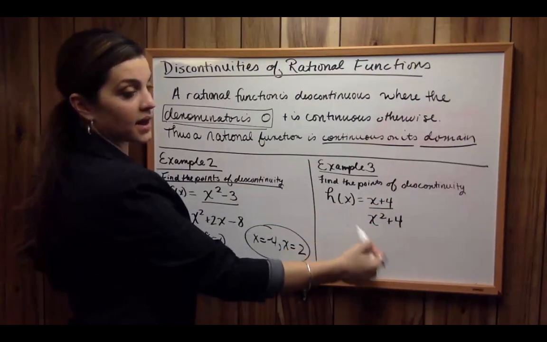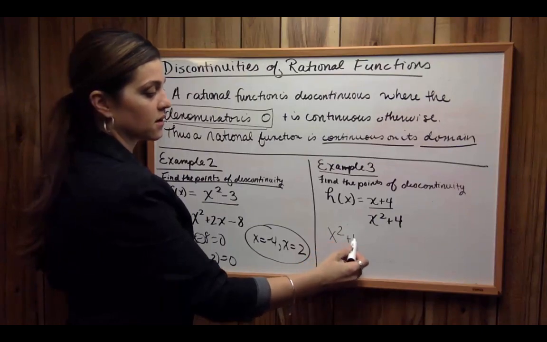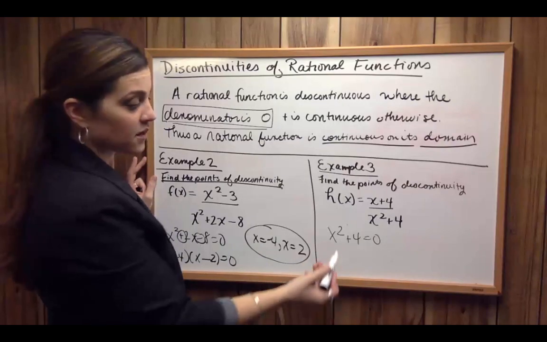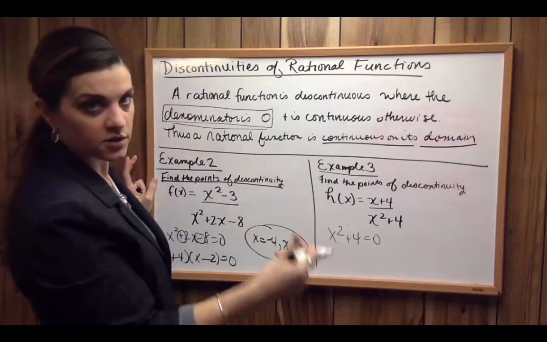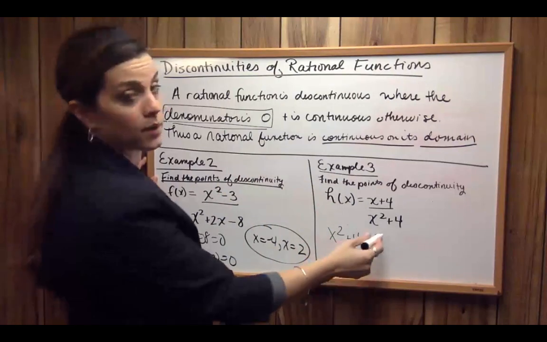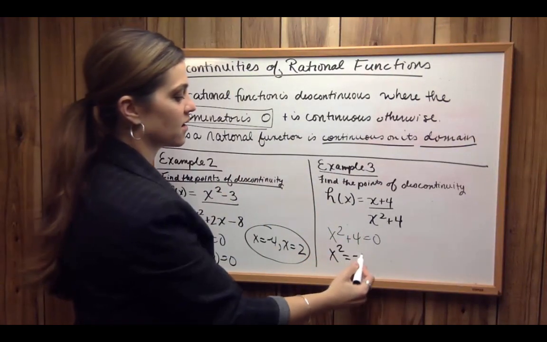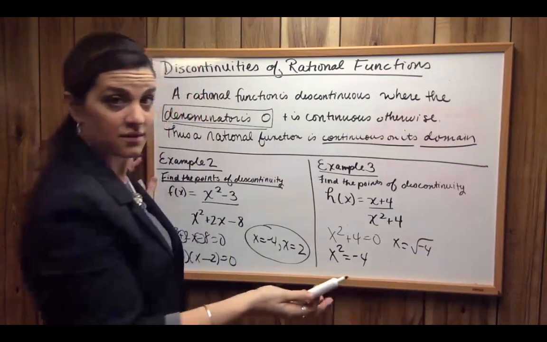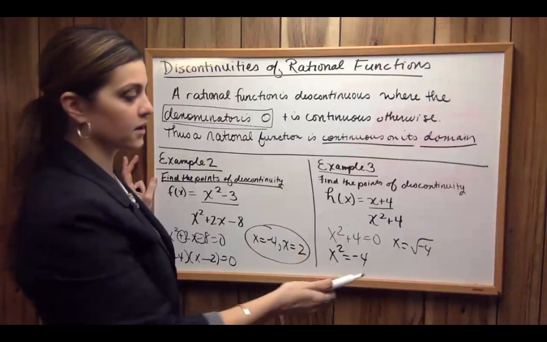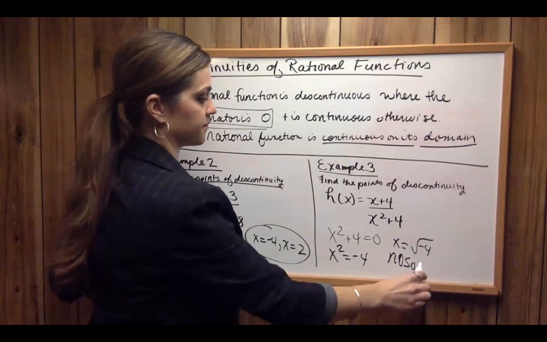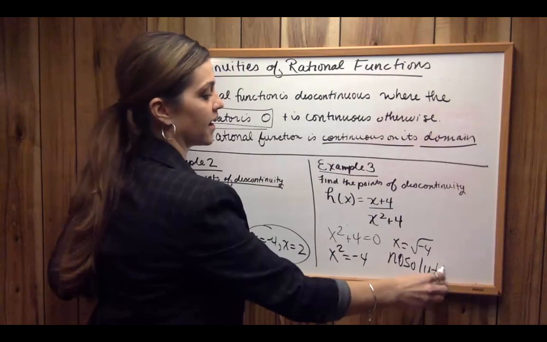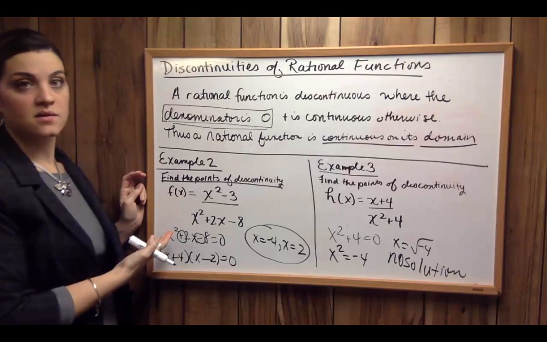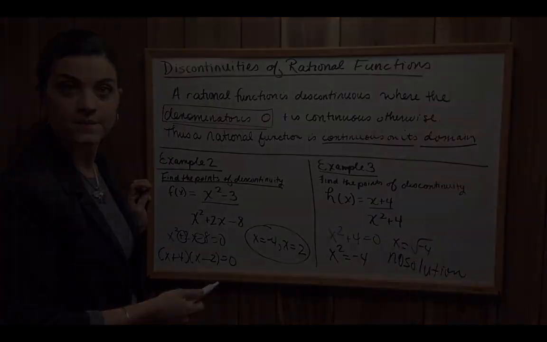Find the point of discontinuity. Again, it's a fraction, so take the denominator and set it equal to 0. However, this can never be 0. If you tried to solve it, it's not a difference of perfect squares, so you can't do x plus 2 times x minus 2. You might bring the 4 over, but then you get -4, and the square root of -4 is imaginary, which is not one of the numbers we're working with here. So there's no solution, which means h of x is continuous everywhere, whereas f of x is discontinuous at -4 and 2.